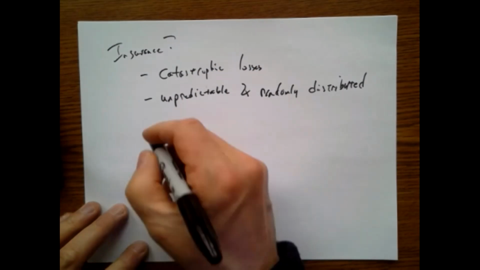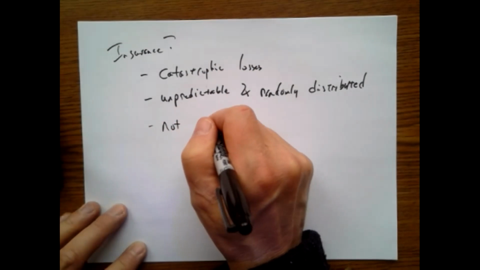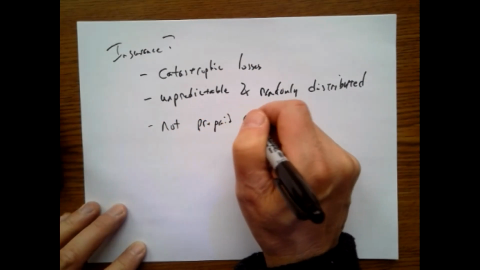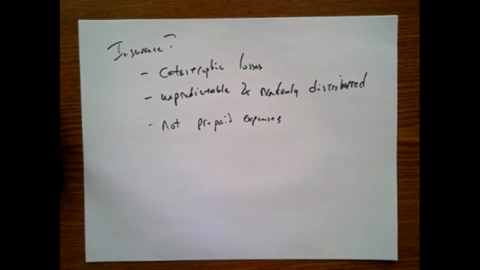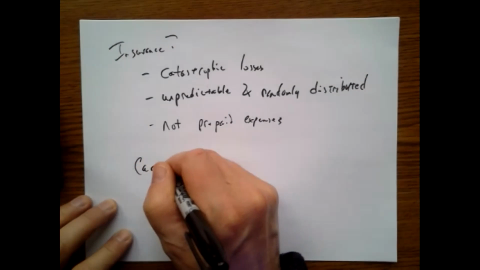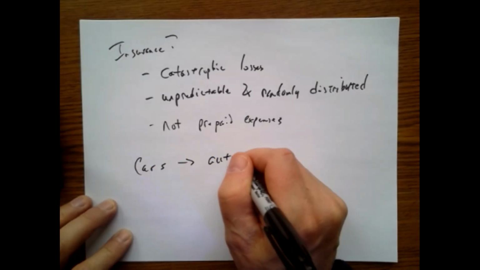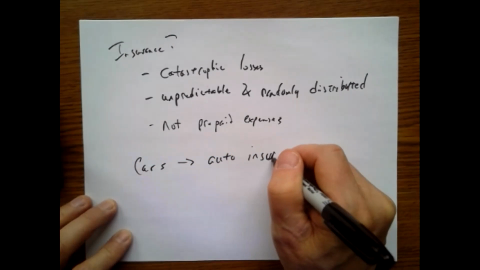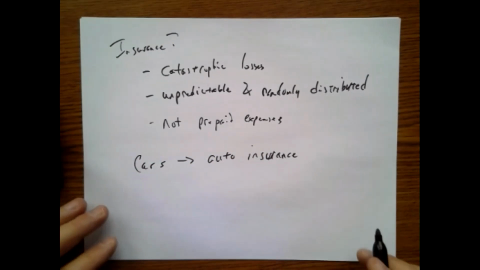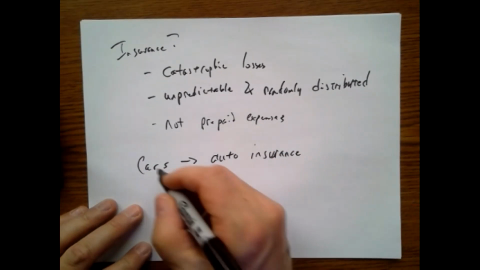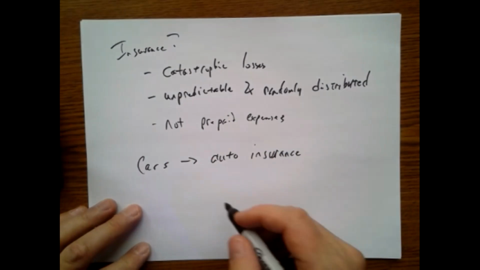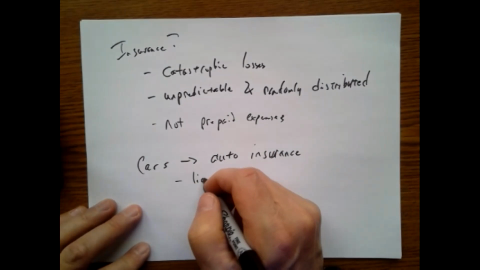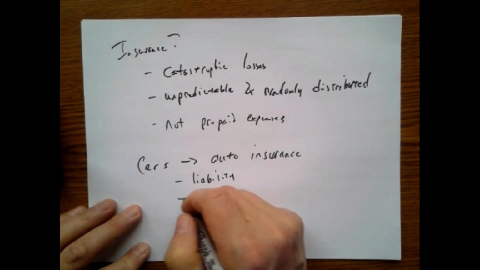So insurance is not prepaid expenses. The example I talked about in class at length was the idea that most of you have cars, and so you have auto insurance. There are a number of different kinds of insurance you can buy from your insurance company, but the two big ones are liability and collision.